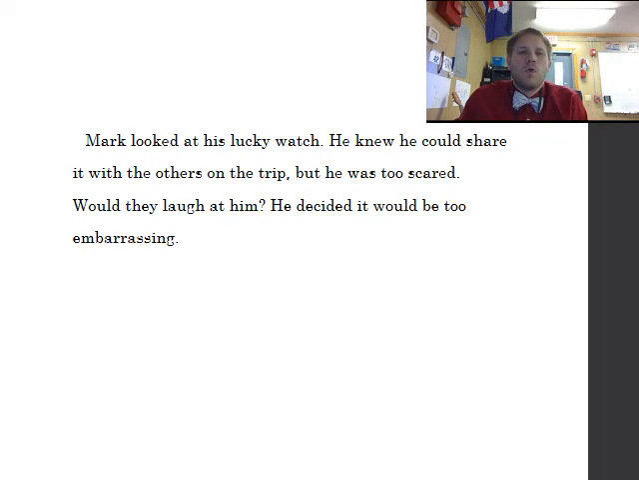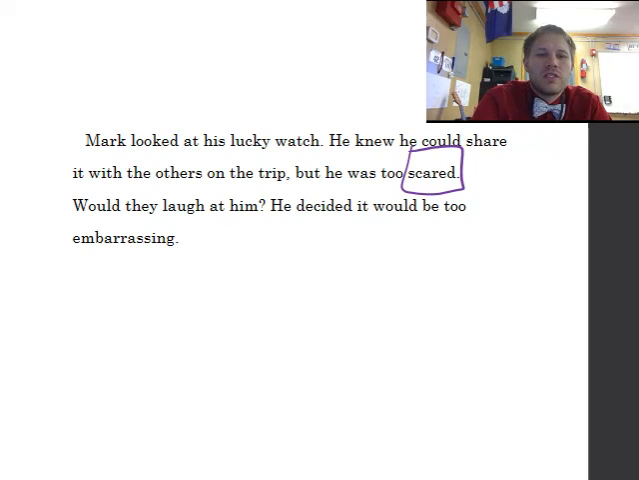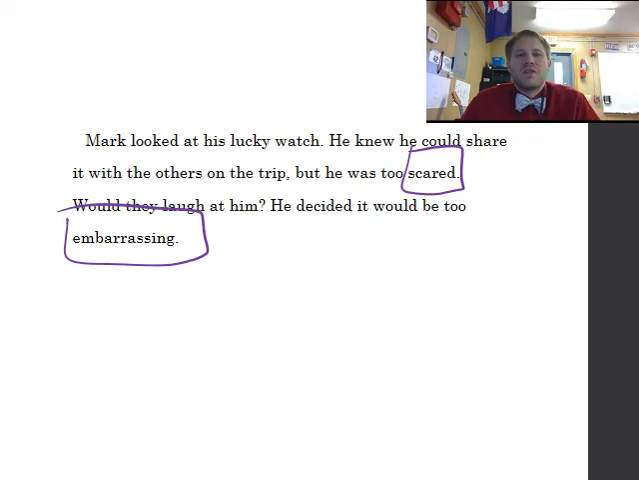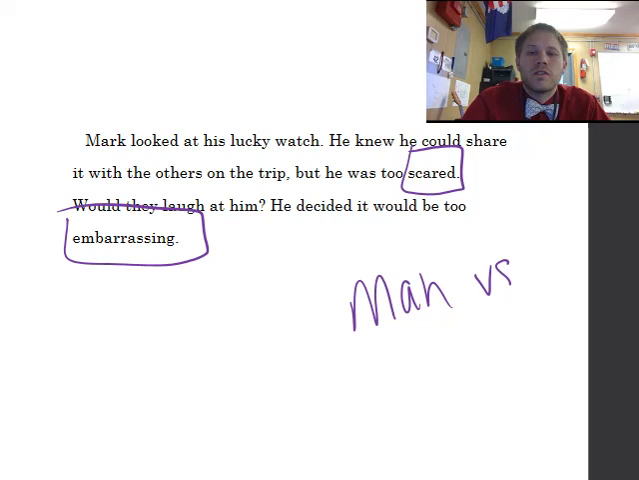Mark looked at his lucky watch. He knew he could share it with the others on the trip, but he was too scared. Would they laugh at him? He decided it would be too embarrassing. So this one, we're dealing with a lot of emotions. So Mark is struggling within himself. This is what we consider man versus self, right?